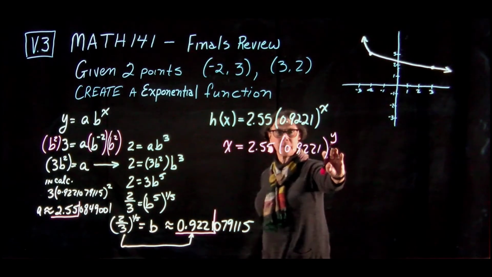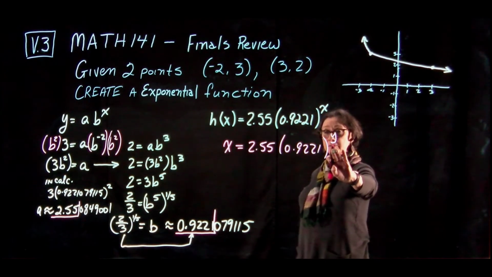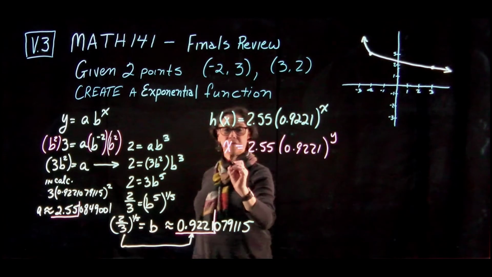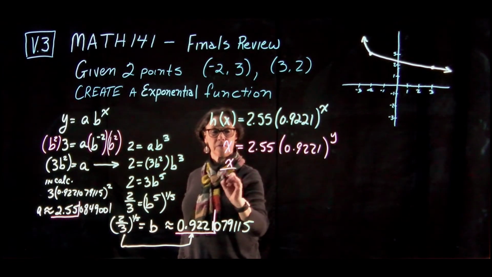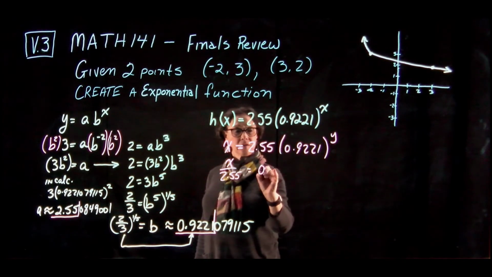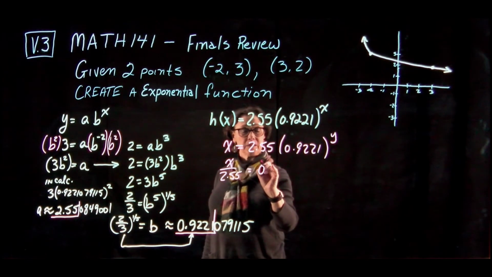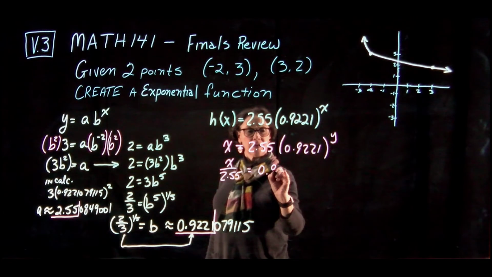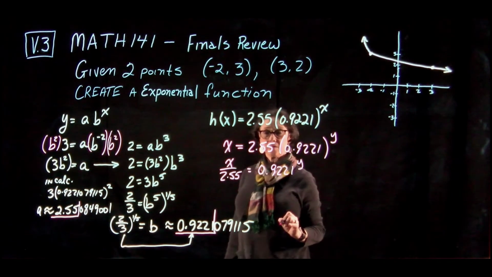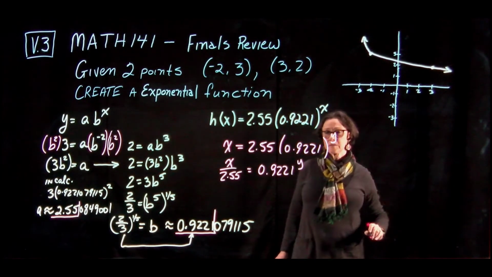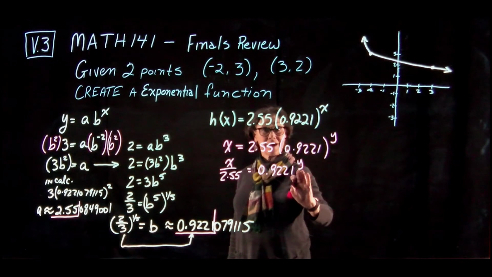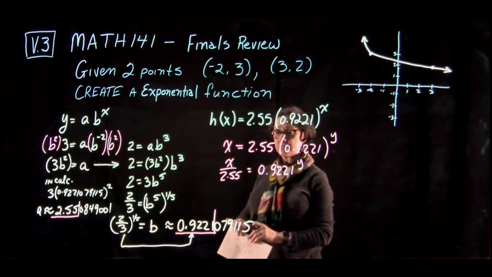I want to get y by itself to find my inverse function. The first step is to divide both sides by the 2.55. And that leaves our base and our exponent isolated on the right-hand side. And now, in order to isolate y, I have to take the log of both sides.